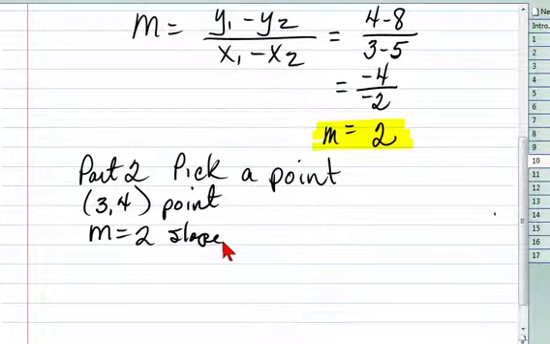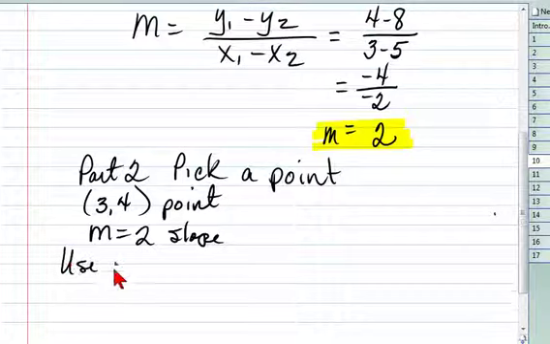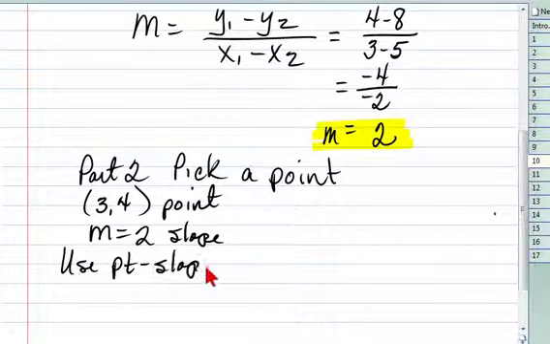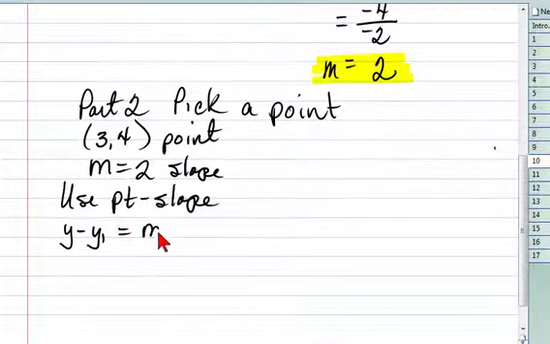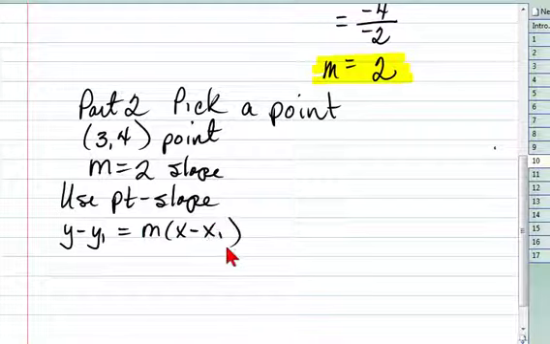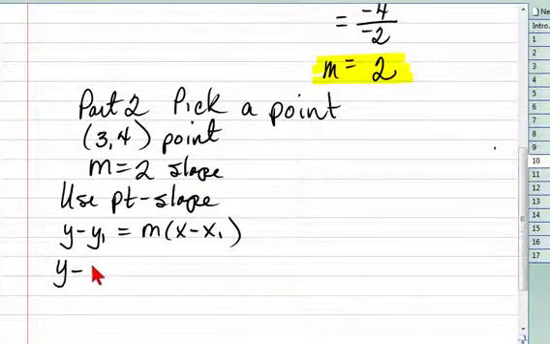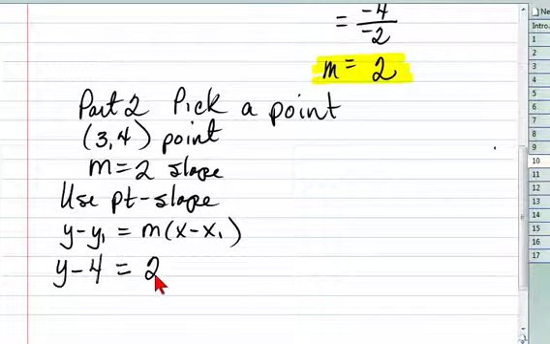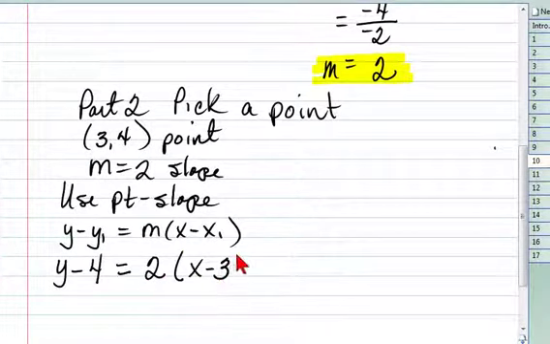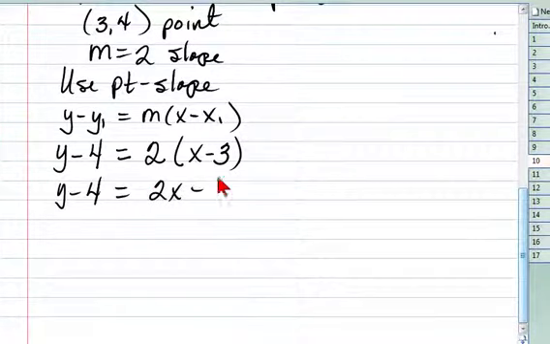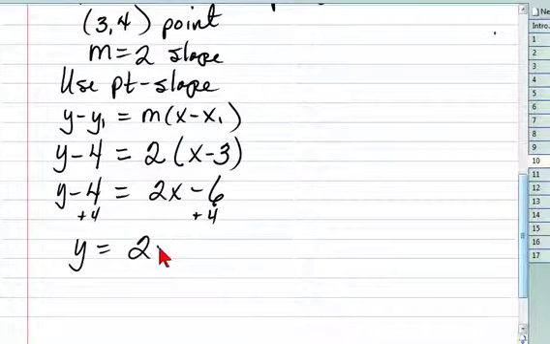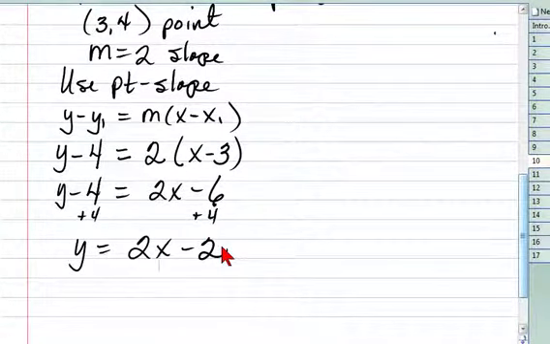So how about point-slope? Use point-slope. You use point-slope a lot. y minus y1 is equal to m times x minus x1. So that's going to be y minus 4 is equal to 2 times x minus 3. That's y minus 4 is equal to, distributive property, 2x minus 6. Add 4, and y is equal to 2x minus 2.